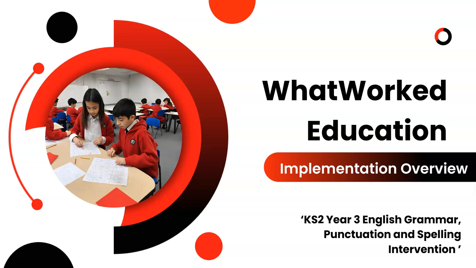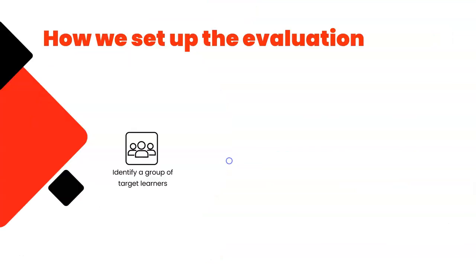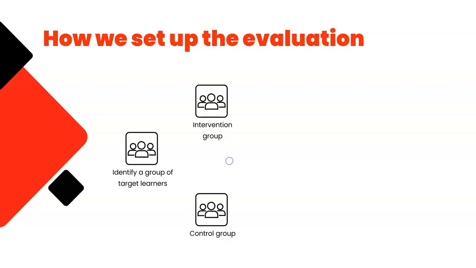Implementation overview with a Key Stage 2 Year 3 English Grammar, Punctuation and Spelling Intervention. How we set up the evaluation in your school. The first thing we ask you to do is to identify a group of target learners. You'll then use the What Worked Teachers platform to randomly allocate these to the intervention and the control group.